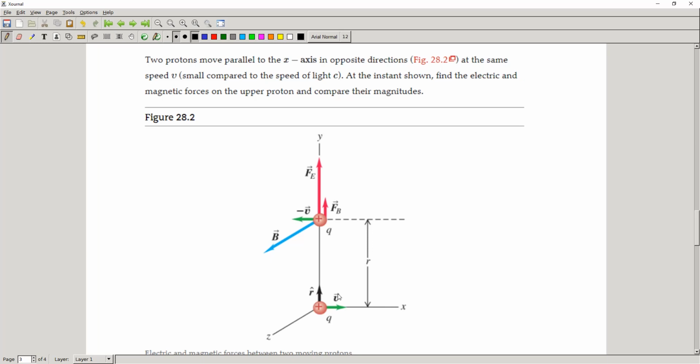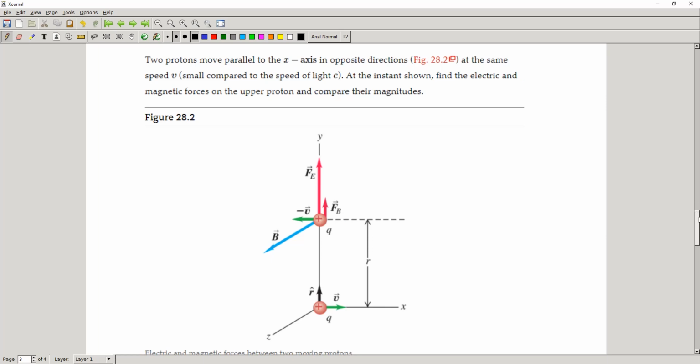So let's take a look. Let's take a look at the situation we have in the diagram here, and then we're going to find the electric and magnetic force on the upper proton, and we're going to compare them versus each other, right? So we're going to find the electric and magnetic force, and then we'll take their ratio to compare the magnitude of the two of them.